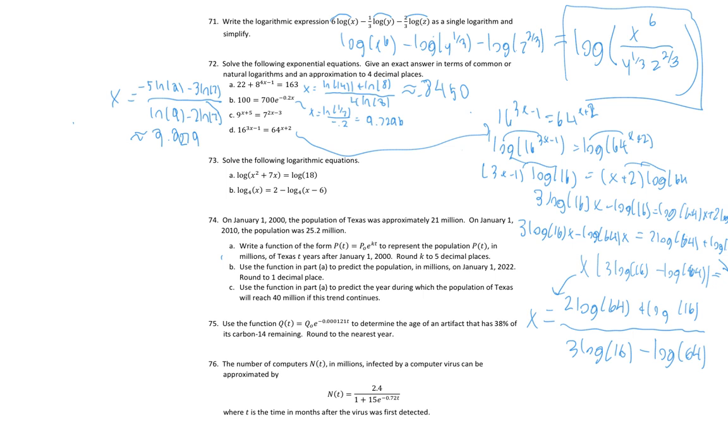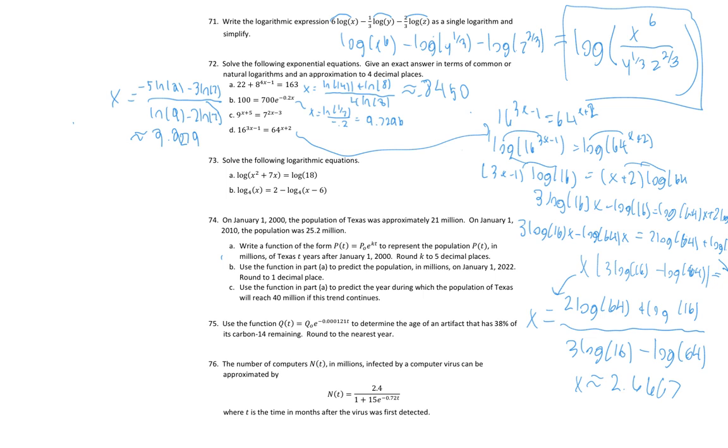And plugging that into my calculator. I know there's another, easier way to do this, but this is the way to do it with just logs. I'm going to get about x is equivalent to 2.6667. And that's the answer for that one. I'll go ahead and write that up there.